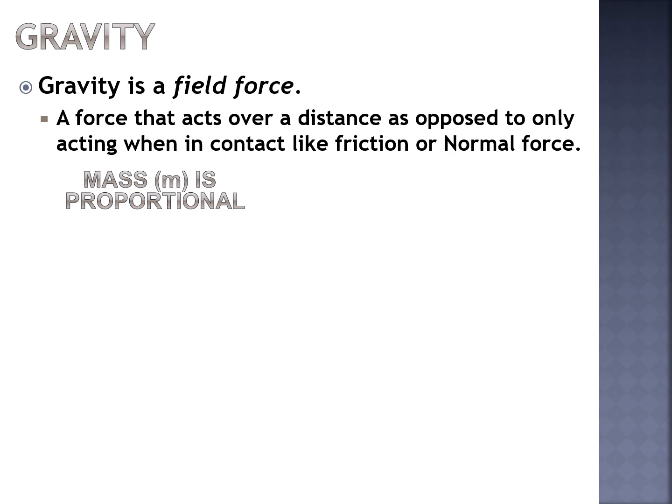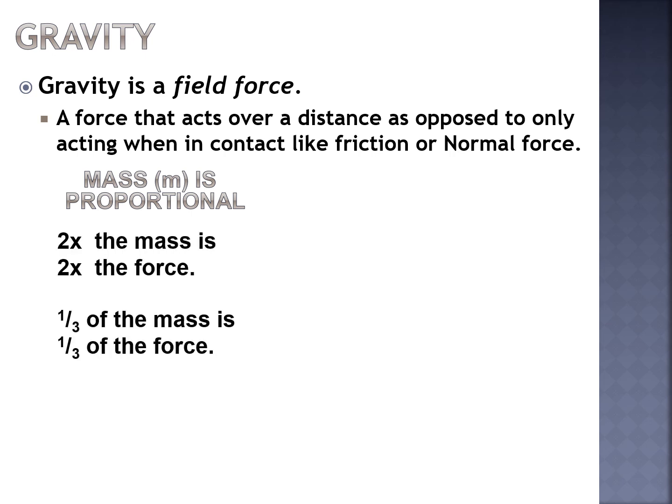Now there are two things that affect the amount of gravitational force. The first one being mass. Mass is proportional. So if you think of 2 times the mass, that gives you twice the force. So 1/3 of the mass would give you 1/3 of the force. It's referred to as being proportional. As one goes up, the other goes up, and the amount that it goes up is going to be the same for the mass and the force.